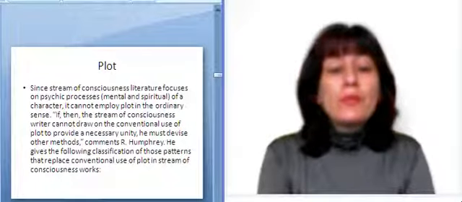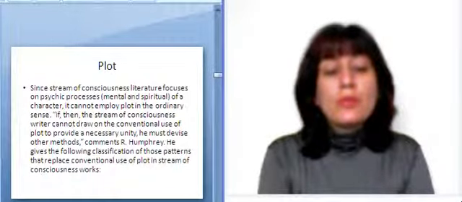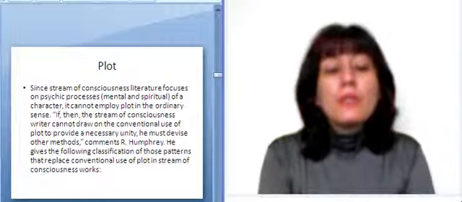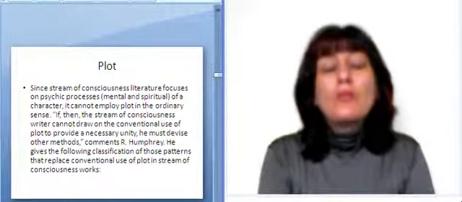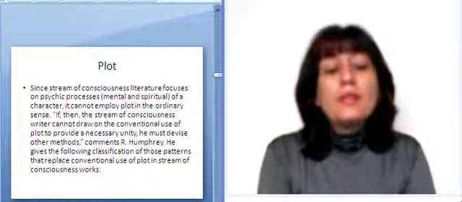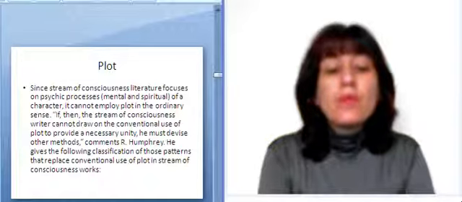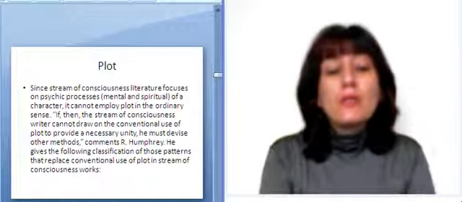We have already mentioned that since stream of consciousness literature focuses on psychic processes, mental and spiritual processes of a character, it cannot employ plot in the ordinary sense. If then the stream of consciousness writer cannot draw on the conventional use of plot to provide a necessary unity, he must devise other methods, comments Robert Humphrey. And he gives the following classification of those patterns that replace conventional use of plot in stream of consciousness works.